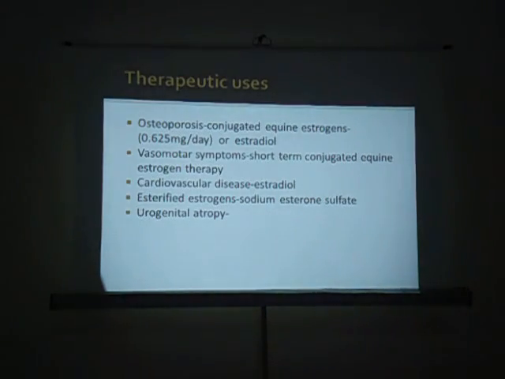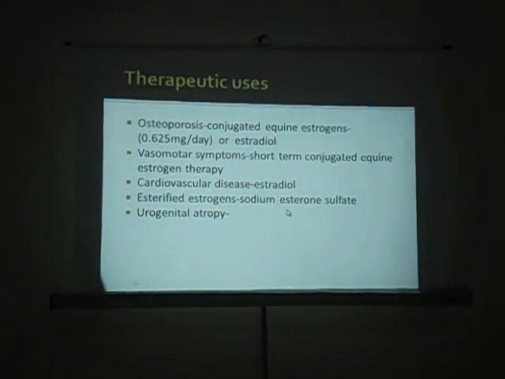So what are the other therapeutic uses? So we already learned this, it is just a summarization, you already know this concept. Osteoporosis, we are using this conjugated equine, equine is horse. Okay, so conjugated equine estrogens or estradiol, it is used in osteoporosis. Vasomotor symptoms, okay, most probably in cases of menopause or premenstrual syndrome, short-term conjugated equine estrogen therapy is done. Cardiovascular disease, yes, it is not the primary mode of treatment, but partially it can be helpful.